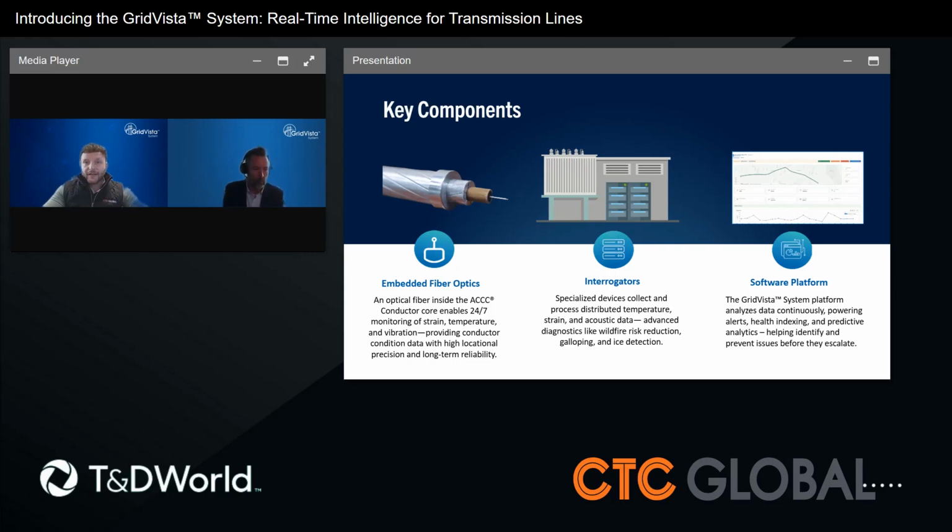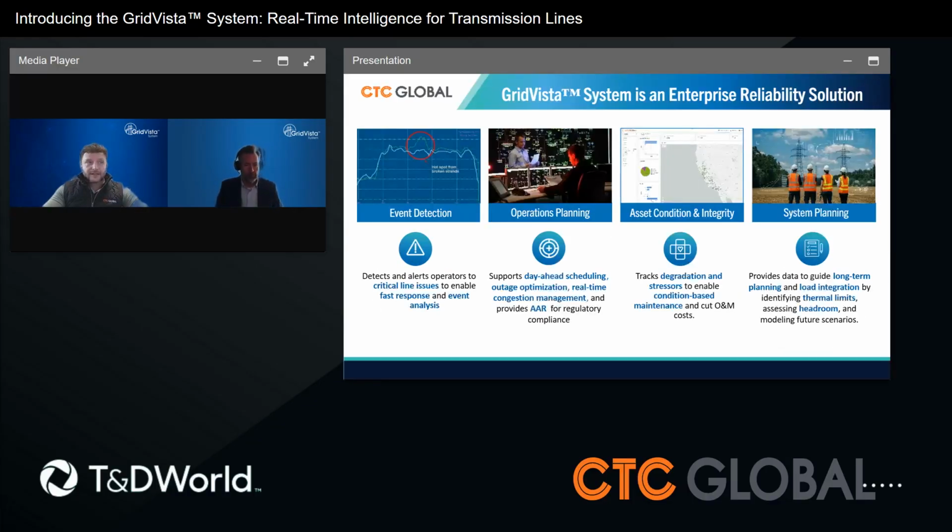This is the core paradigm shift. GridVista is not inferring line behavior from proxies. It is observing it directly, continuously, and at scale. Persistence is what turns sensing into understanding. Once transmission behavior is observed, the same reality can be used across the organization. From an event detection standpoint, the system detects and alerts operators to critical abnormal events, faults, overloads, sag violations, and possible wildfires, supporting immediate response and post-event analysis.